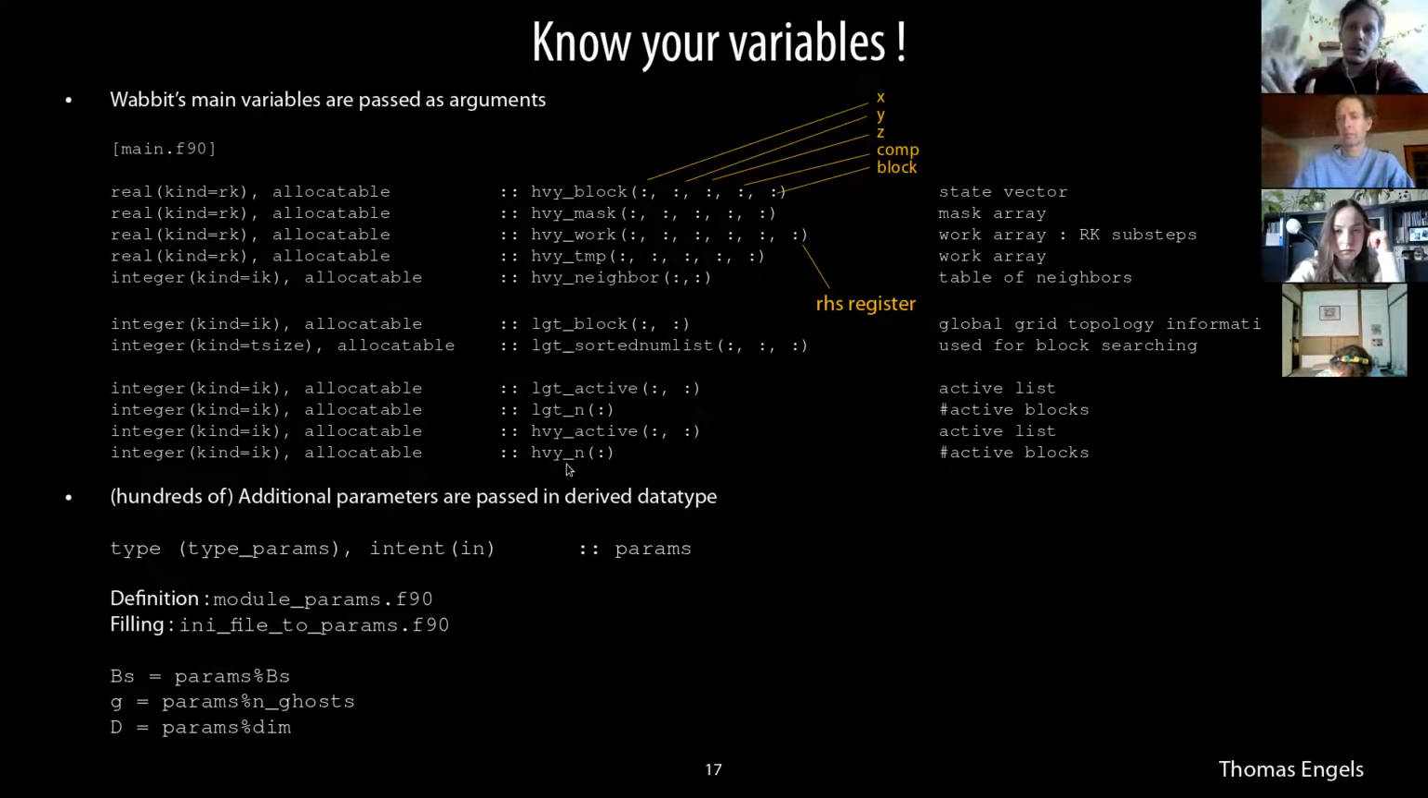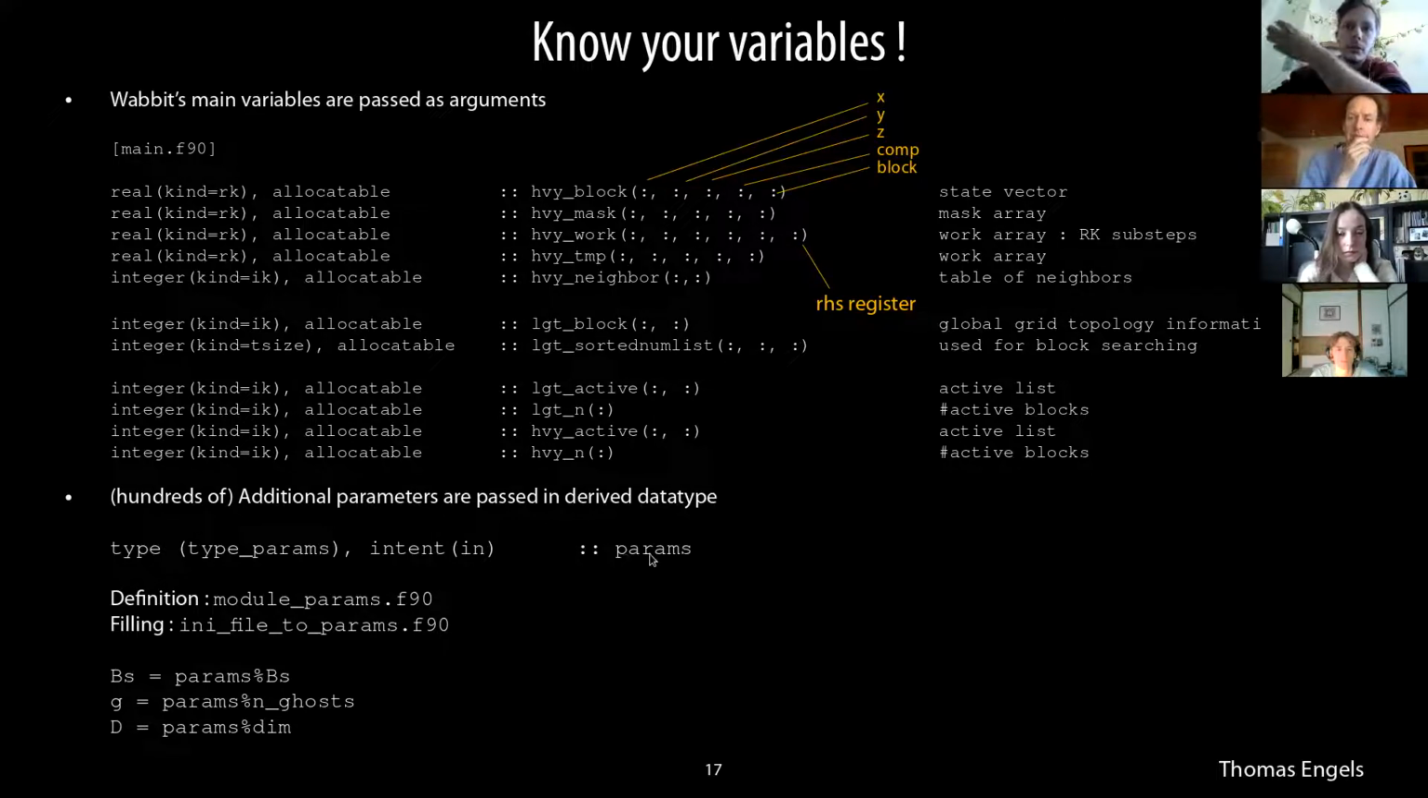You don't need to understand it right now. I have many slides on that because that's sort of a key concept. You just need to know that they exist for now. So these guys are the variables that are important for the code, like say main variables, I call them here. But of course you have hundreds of additional parameters. So I don't know, what time stepper you use is a character, or what is the block size, and so on. A lot of these parameters, and they are all passed in one go in this derived data structure.